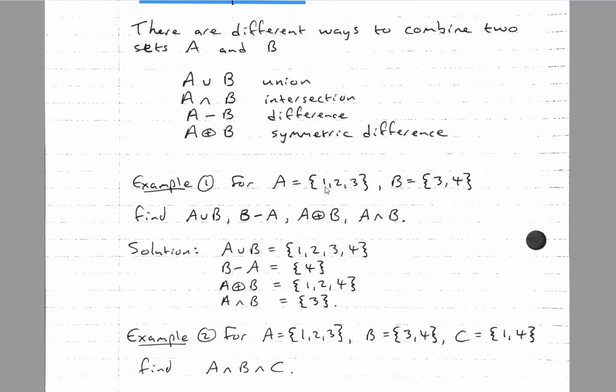In this example, A is the set containing 1, 2, and 3. B contains 3 and 4. The union just means everything together: 1, 2, 3, and 4. Of course, you don't write 3 twice. For a set, you just write things once.